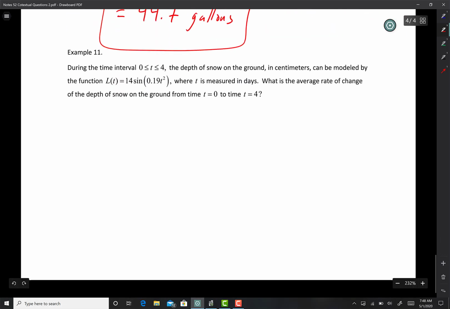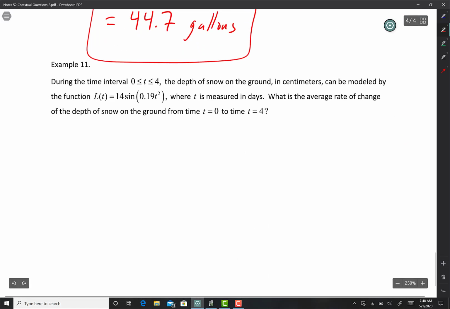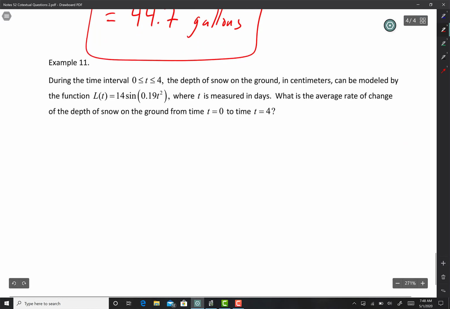All right, let's go. Oh, it looks like this is our last one here. It looks like a good one. Let's see. During the time interval 0 to 4, the depth of snow on the ground in centimeters can be modeled by the function L of t. So this just tells me how much snow I have in centimeters, where t is measured in days. What is the average rate of change of the depth of snow on the ground from t equals 0 to t equals 4? Okay, there's two ways to do this, guys. You can either think of this as 1 over 4 integral from 0 to 4 of the rate of change of the depth of the snow, L prime.